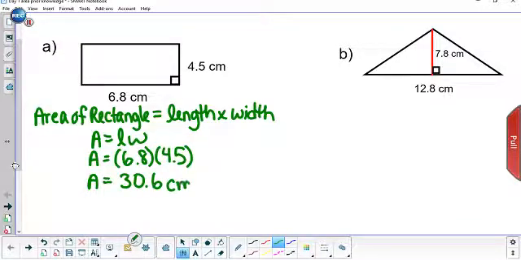The units were centimeters, and when we're talking about area, we talk about it in square units. So that is how you would write it. And that's how you find the area of a rectangle.